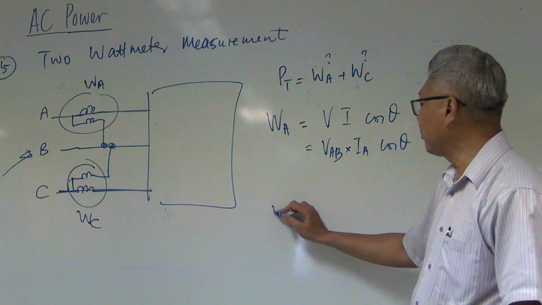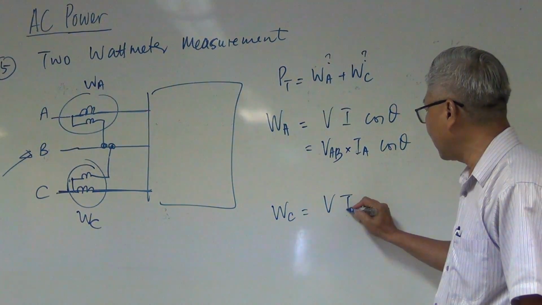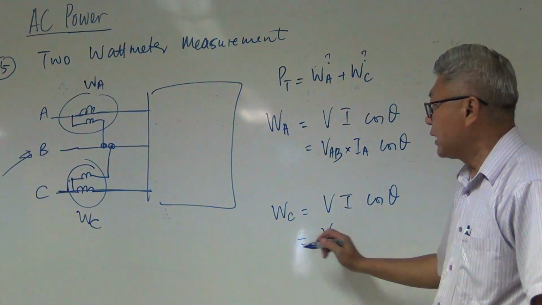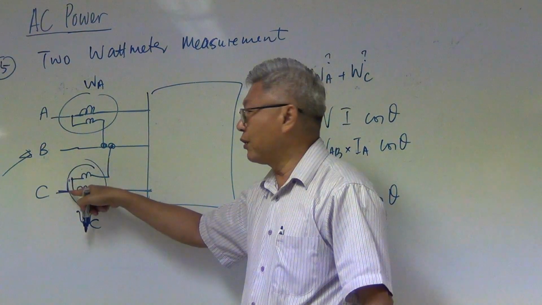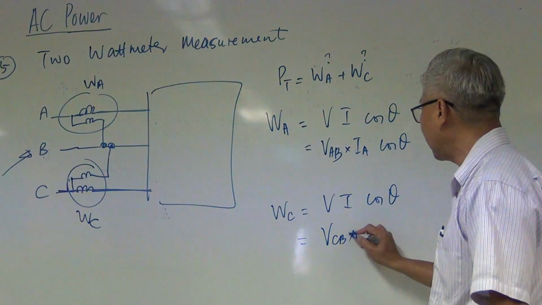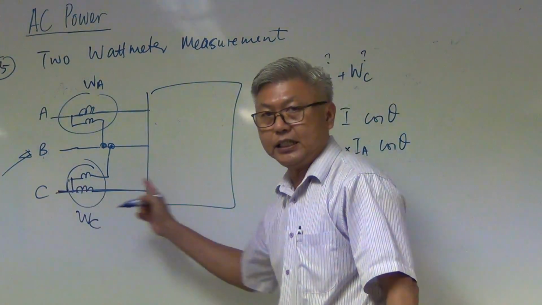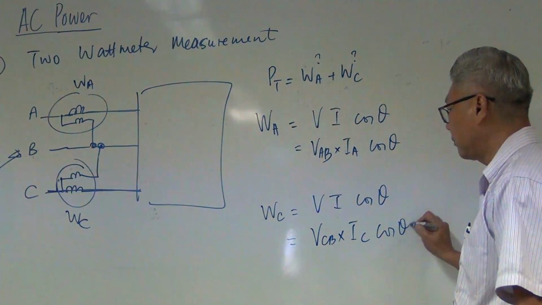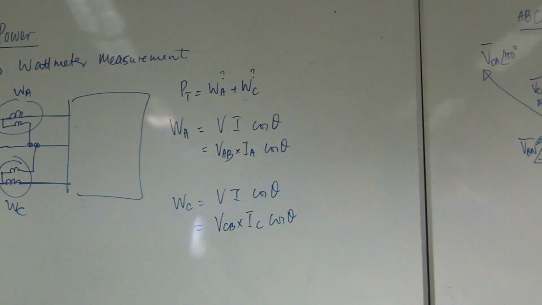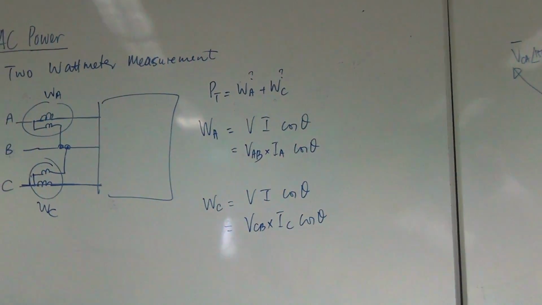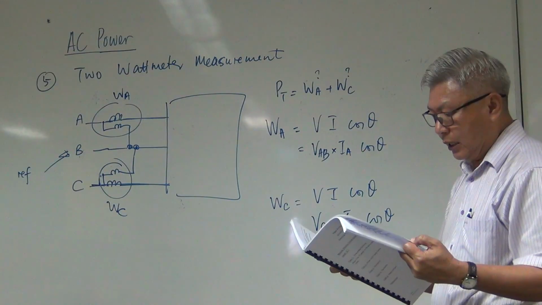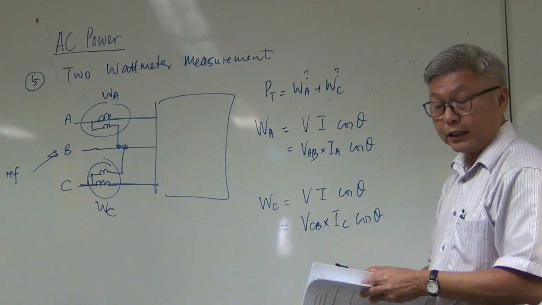How about WC? WC is VI cosine theta again. So it will be VCB, because it is with respect to my reference, and the current is IC, cosine theta. Now the mathematics is, how do you get all these readings? How do you get this VI cosine theta value?